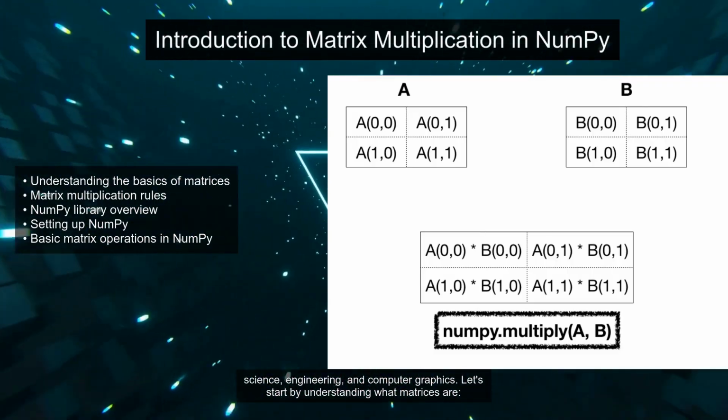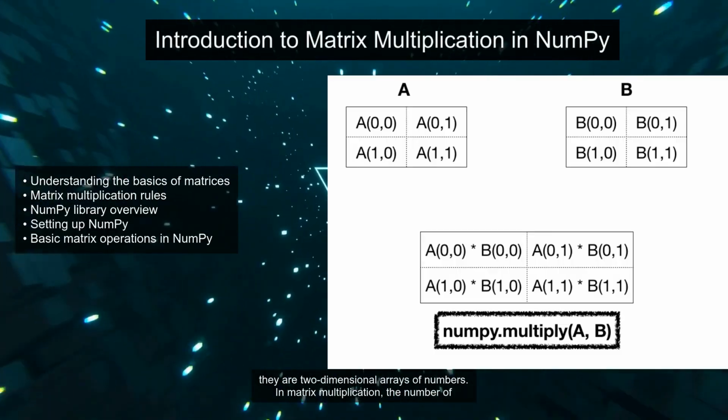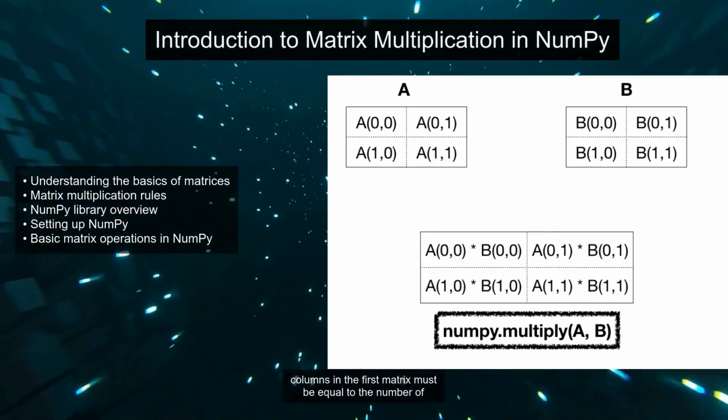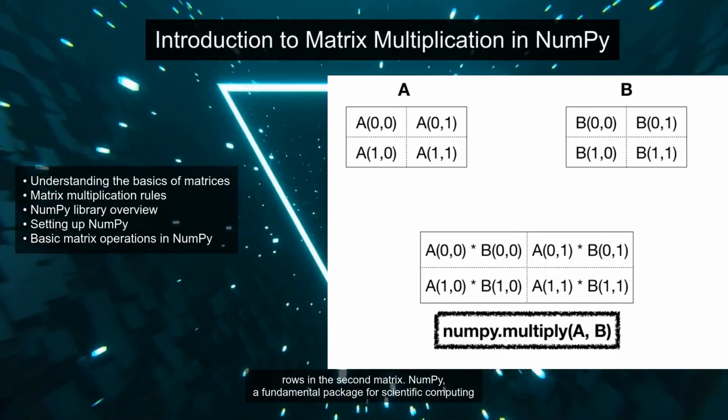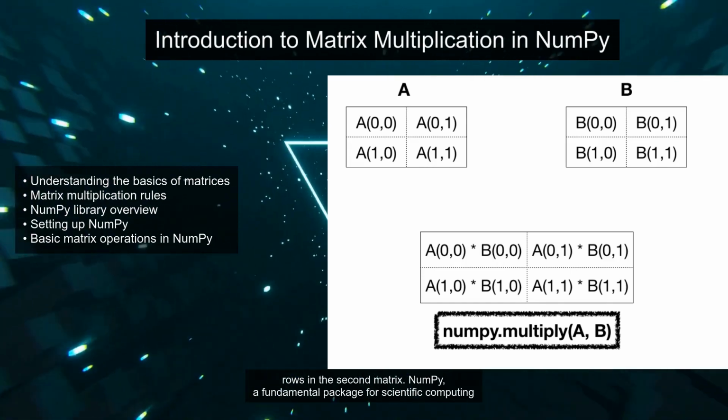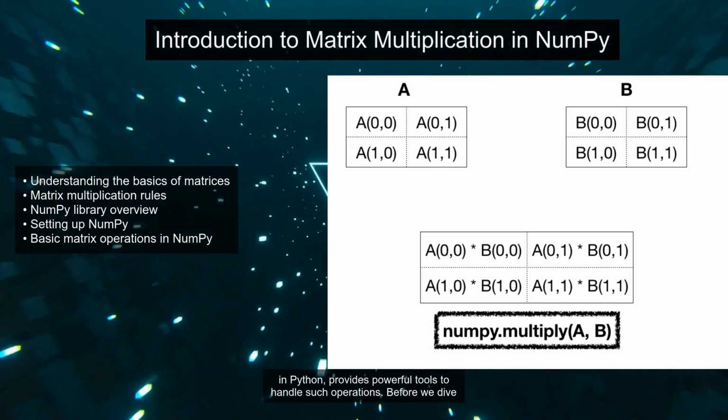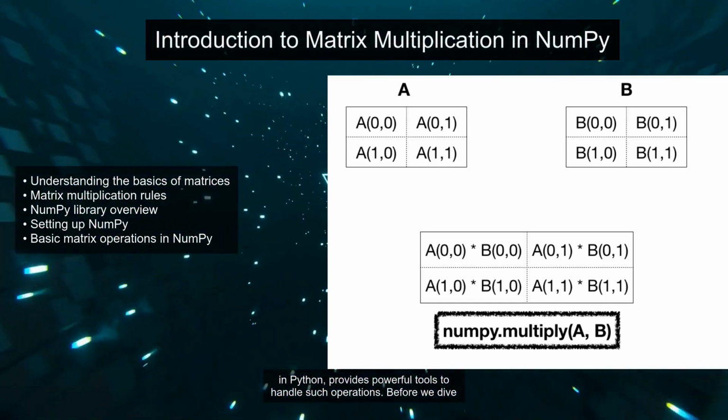Let's start by understanding what matrices are. They are two-dimensional arrays of numbers. In matrix multiplication, the number of columns in the first matrix must be equal to the number of rows in the second matrix. NumPy, a fundamental package for scientific computing in Python, provides powerful tools to handle such operations.